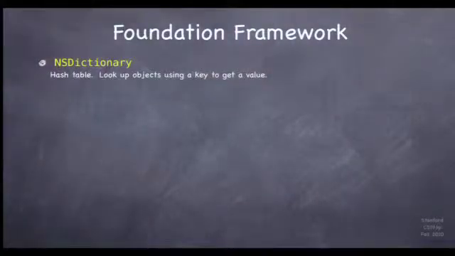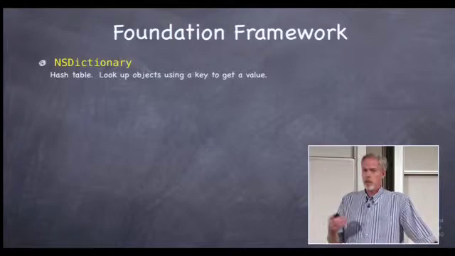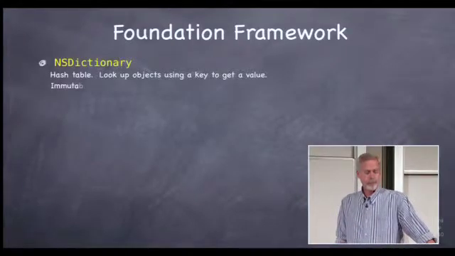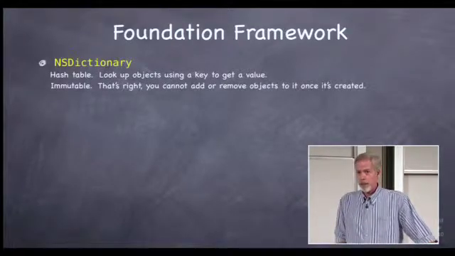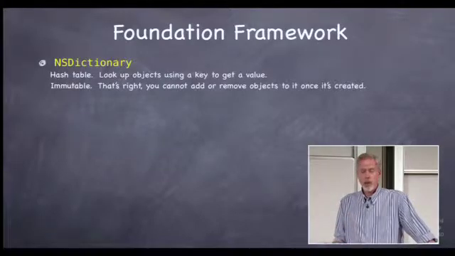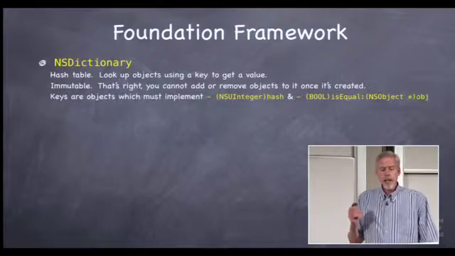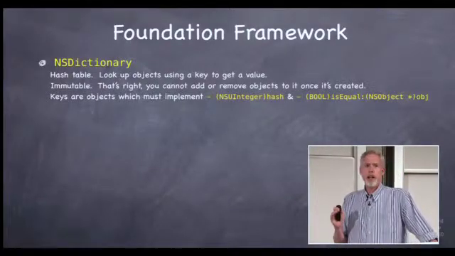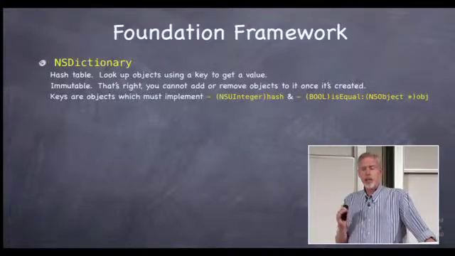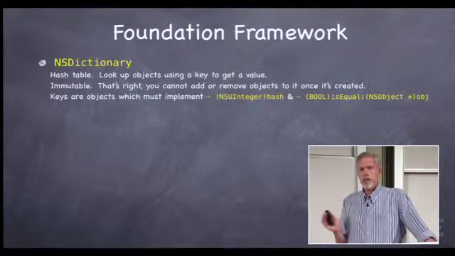So dictionaries. Dictionaries are basically a hash table. Everyone should know what a hash table is. You essentially have a key, and you use it to look up a value. All right? It's immutable as well. Once you've created the dictionary, you cannot add more keys and values. All right? And any key that goes into the dictionary has to implement these two methods, hash and isEqual.